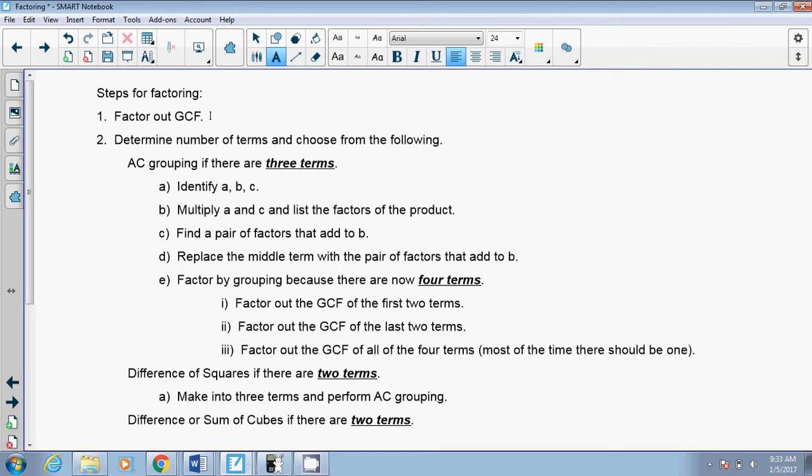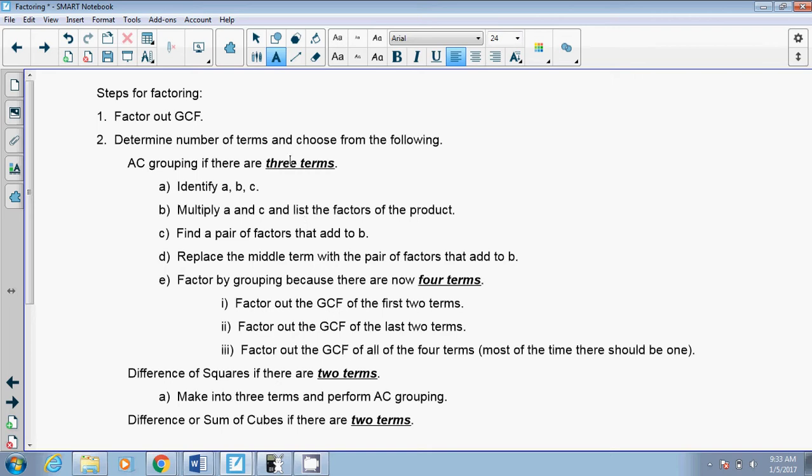And then once you factor out that GCF, you want to determine the number of terms there are. If there's 3 terms, you'll want to do AC grouping. If there's 4 terms, you want to factor by grouping. And then if there are 2 terms, there's 2 methods you can take. There's either the difference of squares, or the difference of cubes, or the sum of cubes. Again, we'll talk about the 2 terms in a future section. Today we're just focusing on 3 terms.